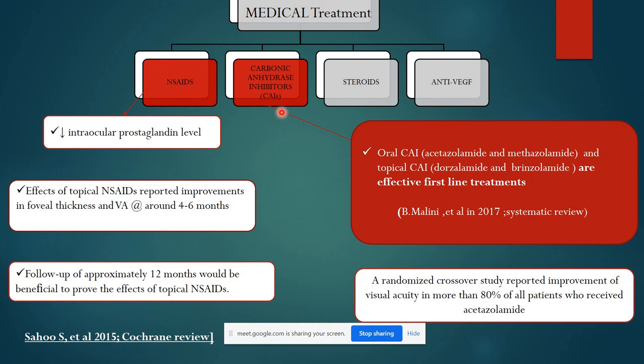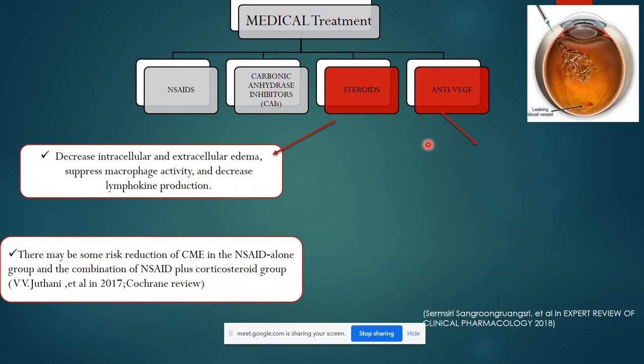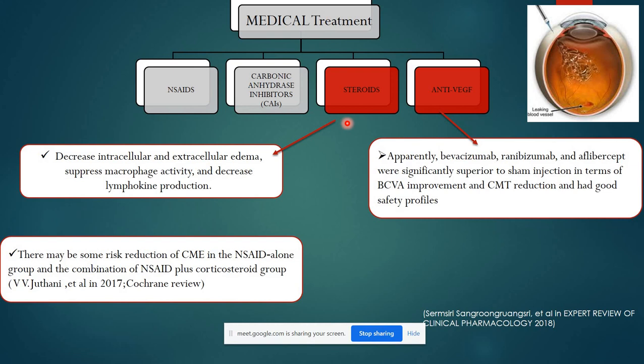We give carbonic anhydrase inhibitors, and we can give them as oral as well as topical. Okay, then comes the steroid and the anti-VEGF. Steroids decrease the intracellular and extracellular edema, suppress macrophage activity and decrease lymphokine production. Okay, so this is the major mechanism behind steroids.